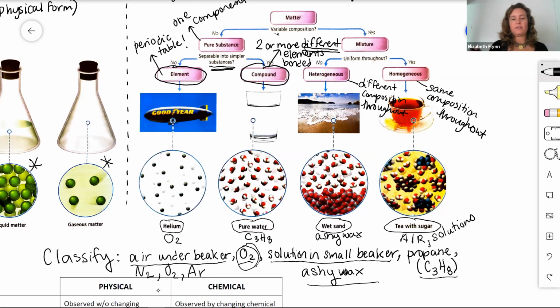Questions on this stuff? Questions on classifying matter in terms of its composition?